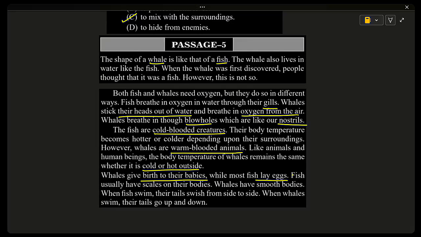Fish usually have scales on their bodies. Scales, like you can see on snakes also. They have the scales, like lines. Whales have smooth bodies. So whales, they don't have the scales.